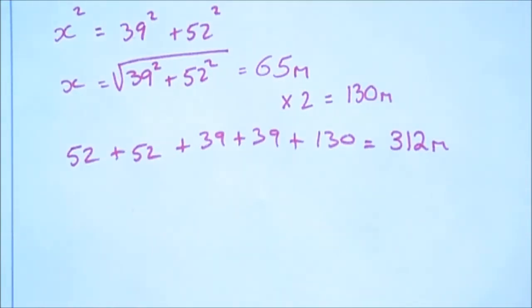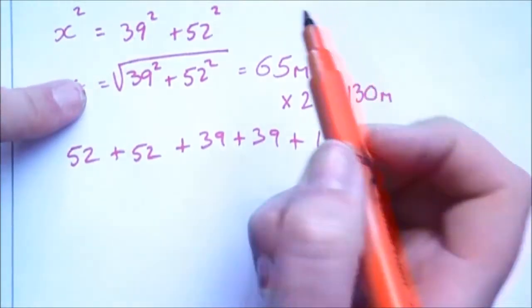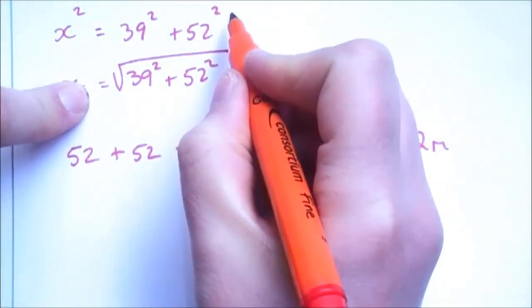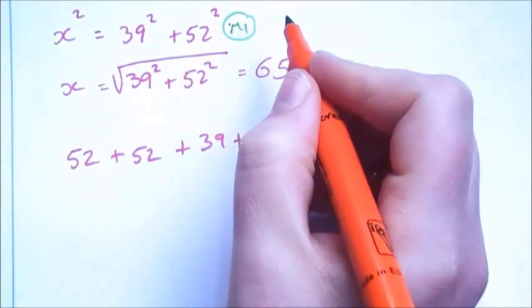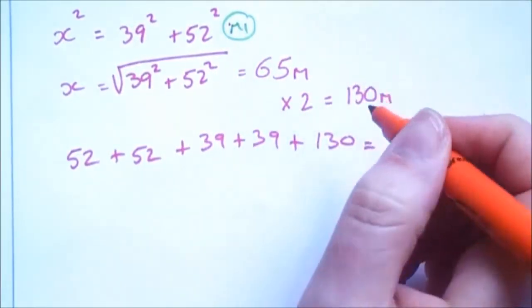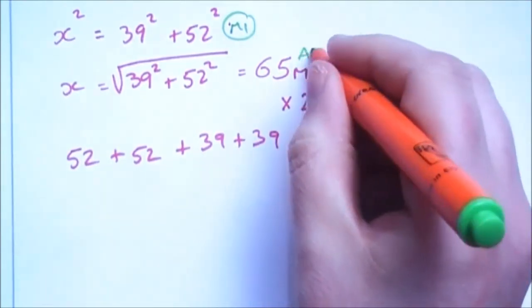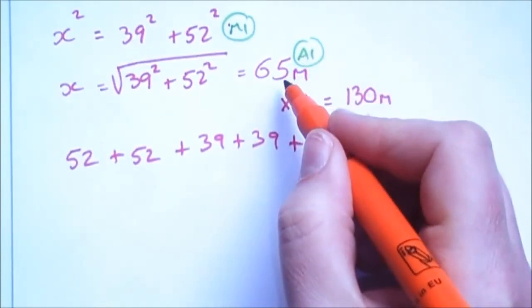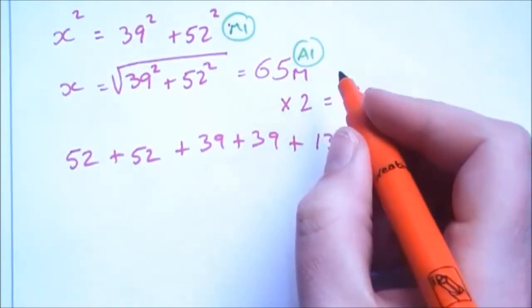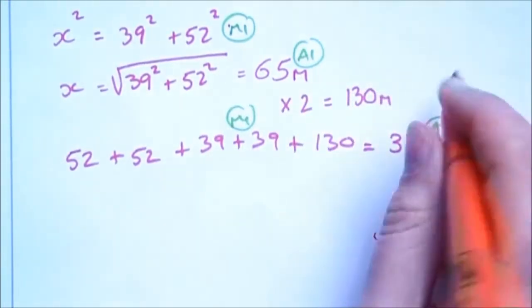Now this is a 5-mark question. I think it's a lovely question. You get 1 mark for correctly showing that you needed to use Pythagoras to find the missing lengths of the diagonals. You get a 2nd mark for showing that you can find the 65 meters. You get an answer mark for that. You get a method mark then for adding them all together, and then you get the final answer mark for getting the 312.